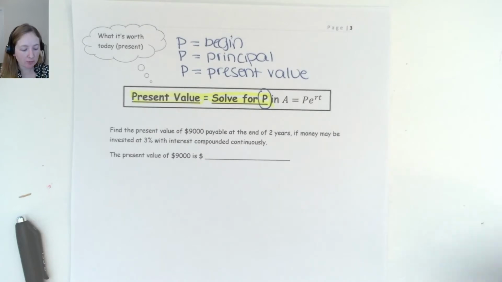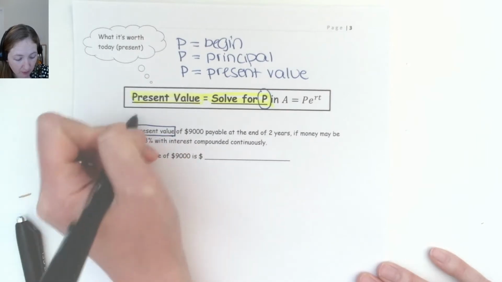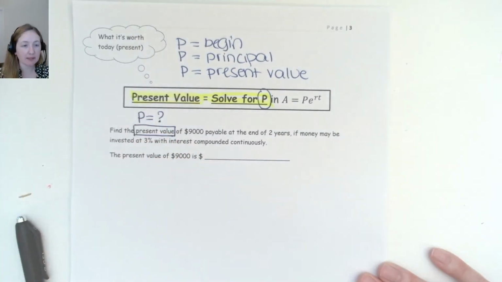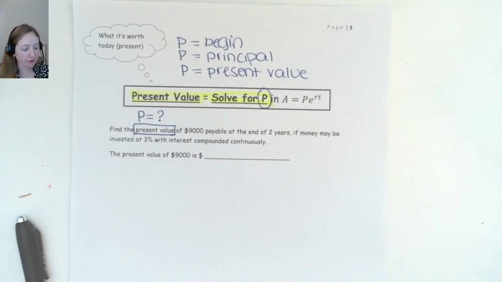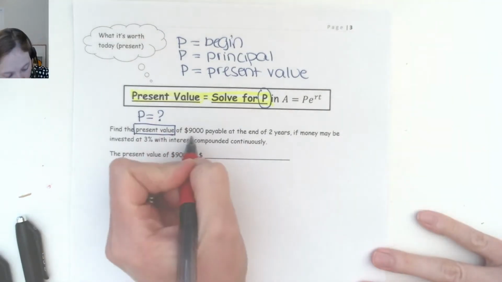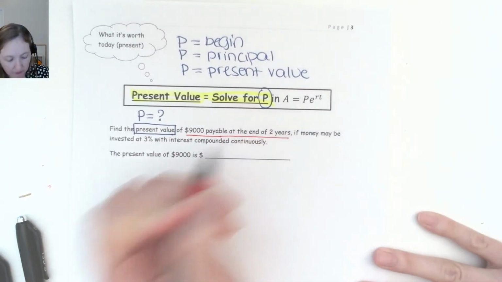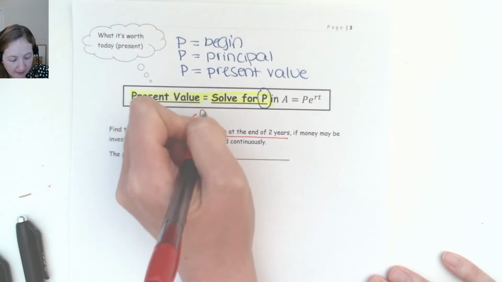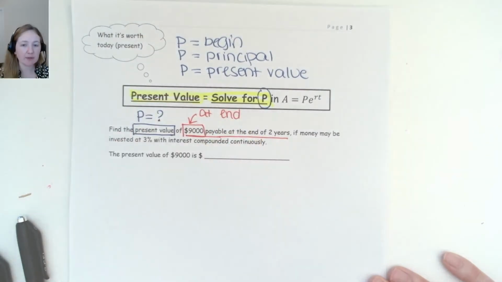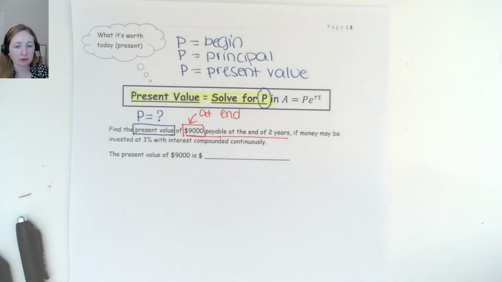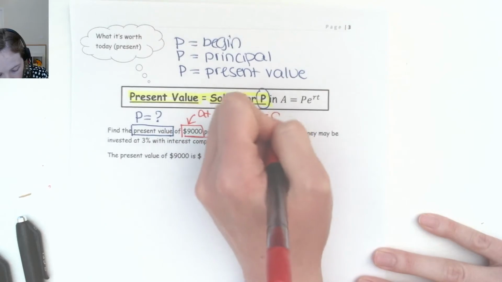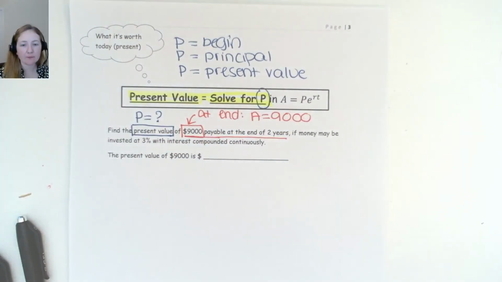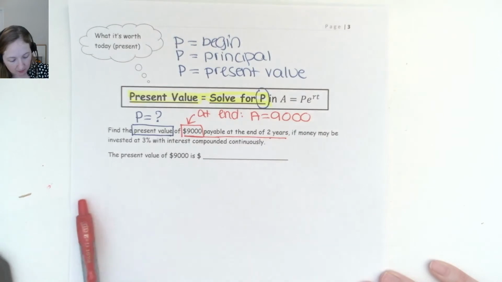If you look at this question below, it says find the present value. So when you see find the present value, that means we are trying to find P. That's the question. Now, they also say that the $9,000 is payable at the end of 2 years. So that means this 9,000 quantity is at the end of the time period. The 9,000 isn't what you're depositing today, it's what you're getting at the end of those 2 years. So A would be equal to the 9,000, and of course the time would be the 2 years.